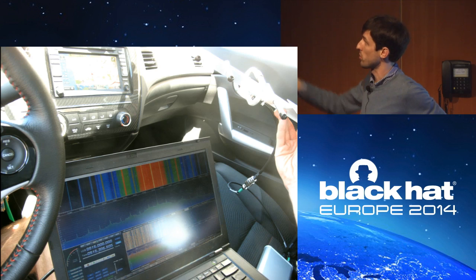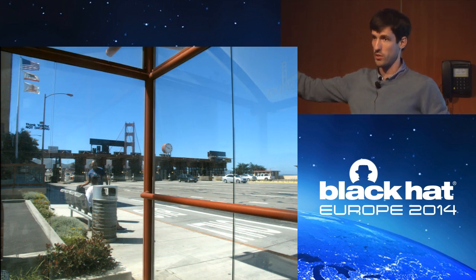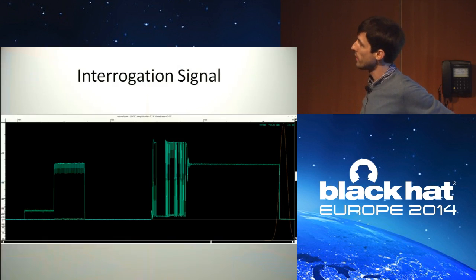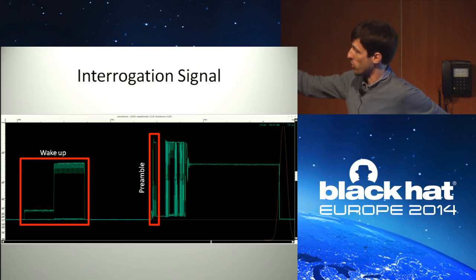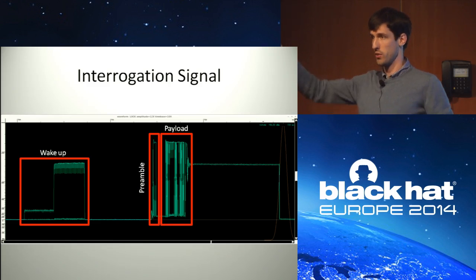So I was curious as to what these antennas were for on these power poles. Turned out it was this system. So I took my Yagi antenna, recorded the signal in the car. Looked very inconspicuous as I was pointing it at the toll booths on the Golden Gate Bridge, trying to sample the signal there. And then this is, again, what you get. You got your wake-up signal that wakes the tag up, the preamble, the actual payload that says, hey, what's your ID?